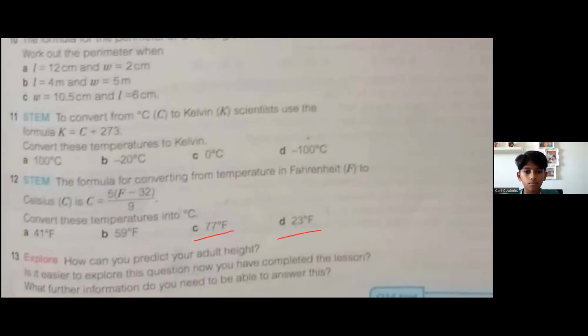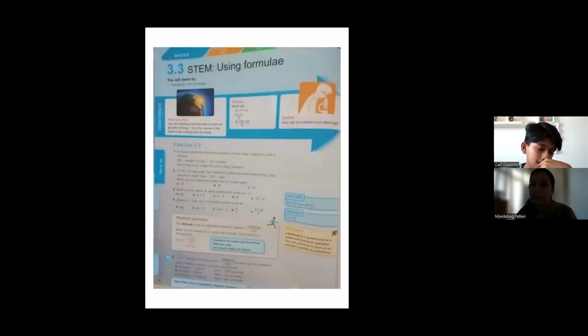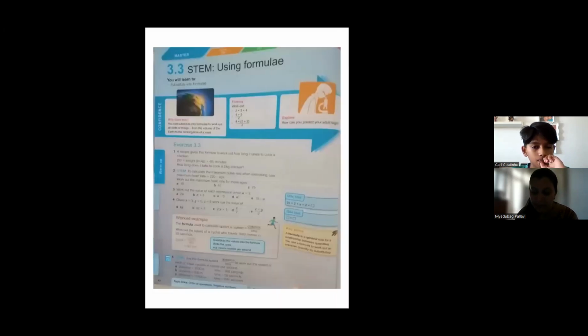So in this particular chapter of this unit, what we have learned is that if different formulas are given to us, how can we find the value of that particular formula for different values of the variables? So this chapter is also completed. Tomorrow we'll start with 3.4.